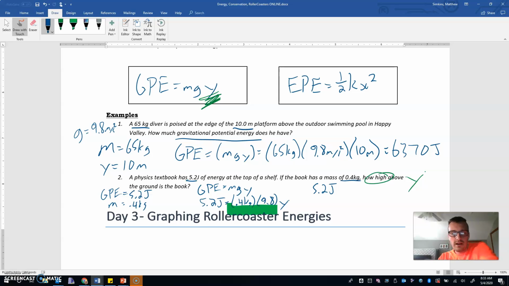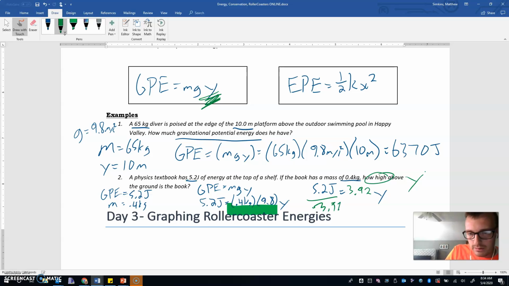That's beautiful. 5.2 equals 0.4 times 9.8, which would get me 3.92. And that is what I get when I combine those two terms in green together, 3.92. And then the Y is going to be the one we're looking for. So in this case, you just divide both sides by 3.92 to get the Y by itself.